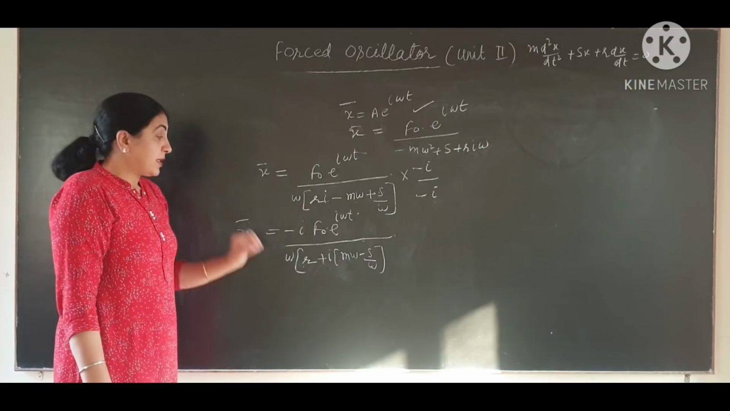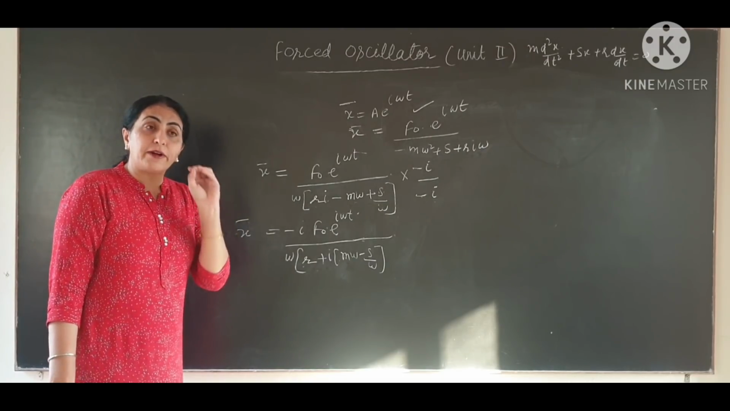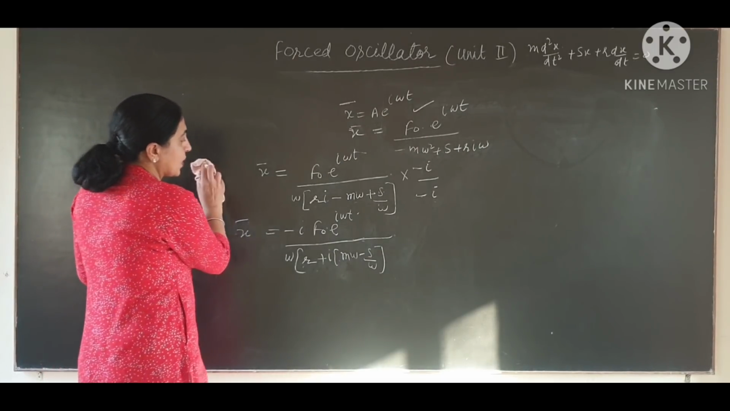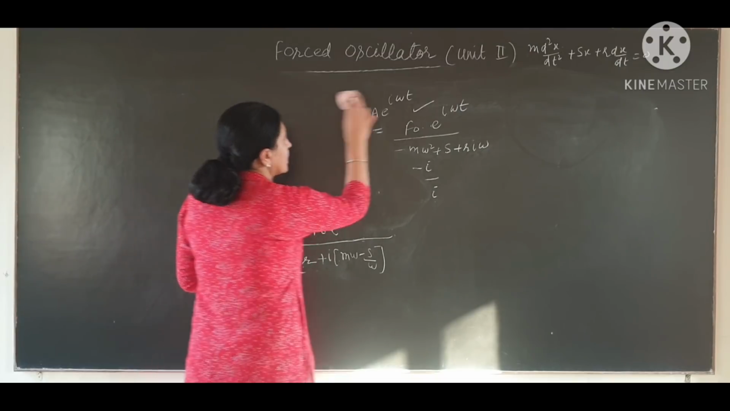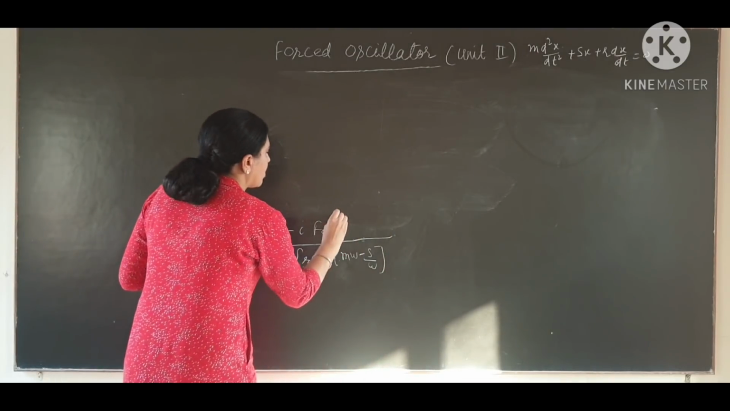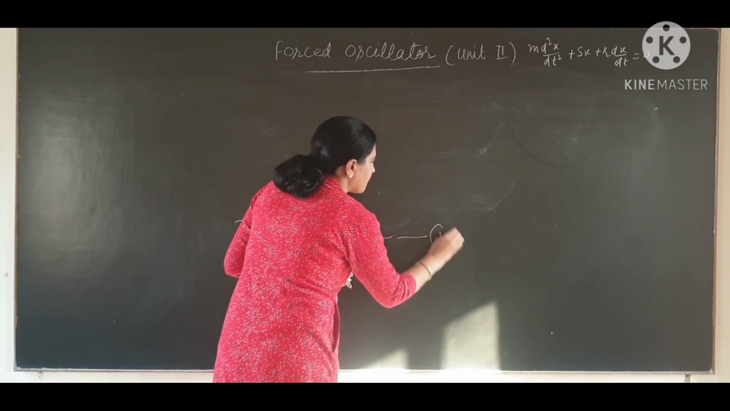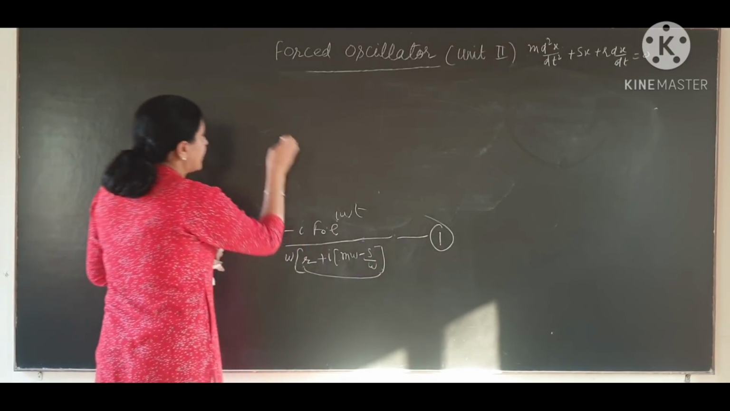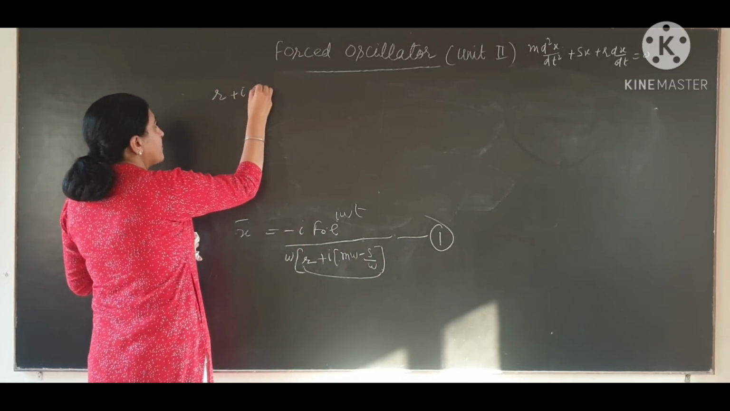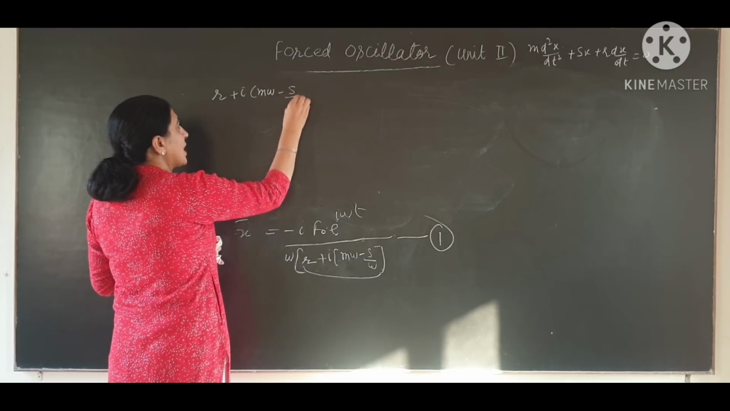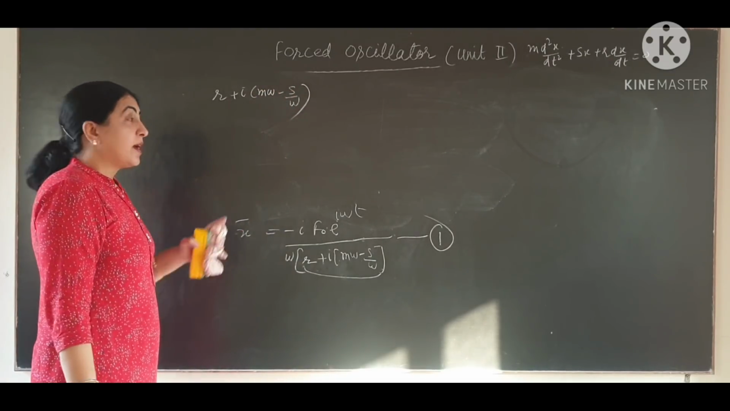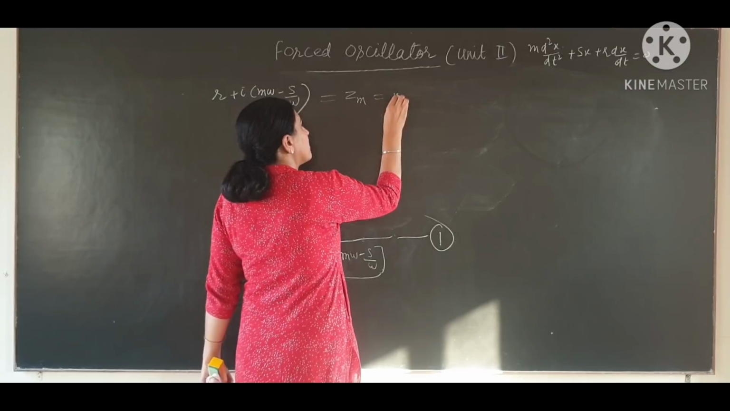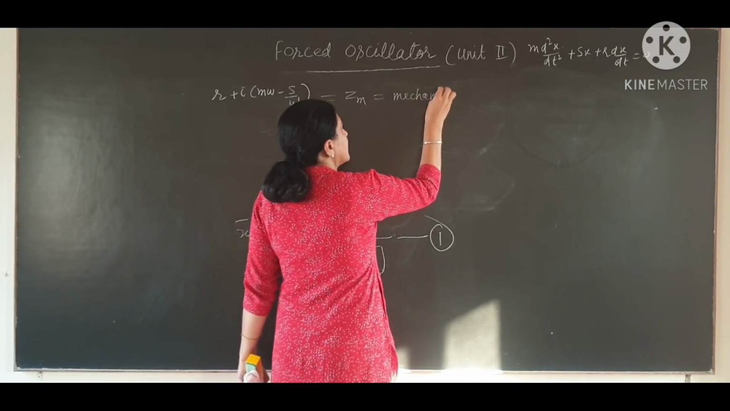Keep in mind that this value is used in every next article. Now write it as equation number first. Now what is this? I write here r plus iota m omega. Beta, this question also comes in short answer type: what is this? This is called Zm, the mechanical impedance.